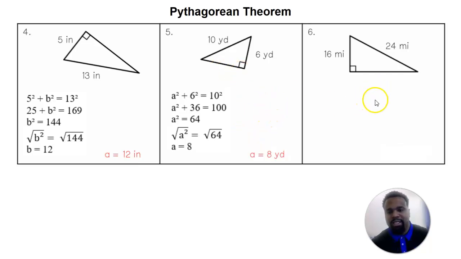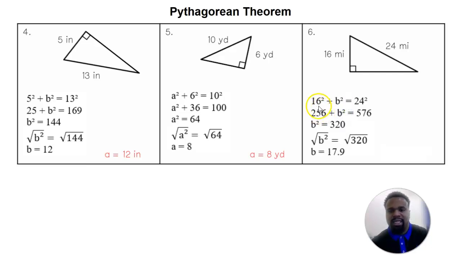And then for number 6, again, the leg of 16 miles is given. The hypotenuse, 24 miles, is given, my apologies. So 16 squared plus b squared equals 24 squared. 16 squared is 256. 24 squared is 576.